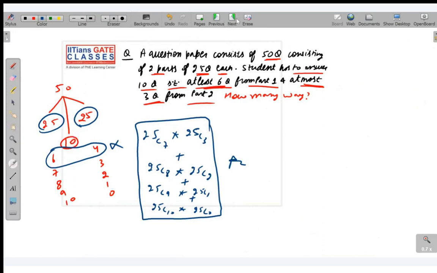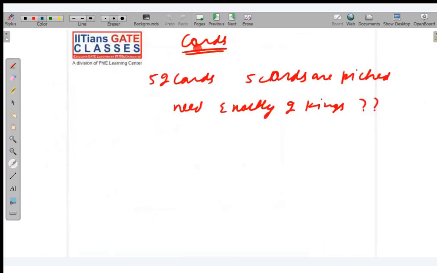This figure is very important for such questions. Now we will start some playing cards questions. 52 cards, 5 cards are picked, and we need exactly 2 kings. So how will you do it? From 52 cards, I want to pick 5 cards, but the condition is that from these 5 cards, we should have exactly 2 kings.